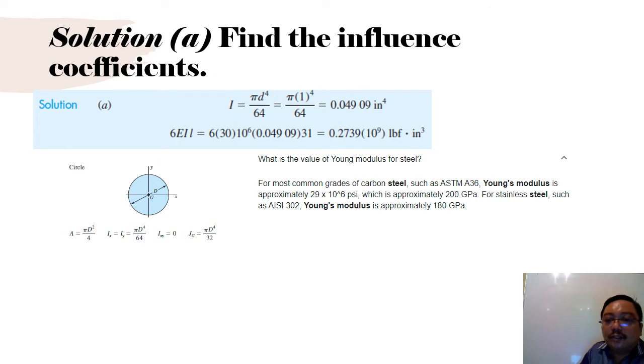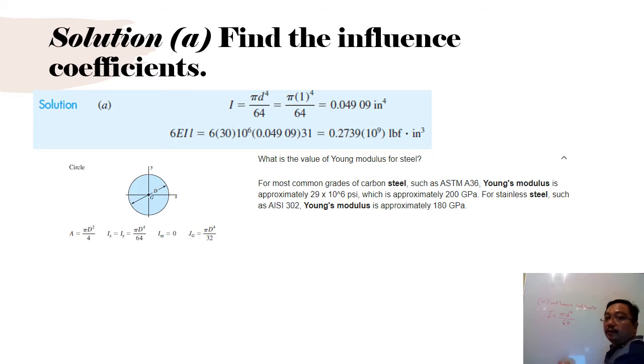To solve question A, we need to find first the moment of inertia. Remember, in question A we want to find the influence coefficients. So the first step is to find the moment of inertia, given by the equation in English units, pi D to the power of 4 over 64.